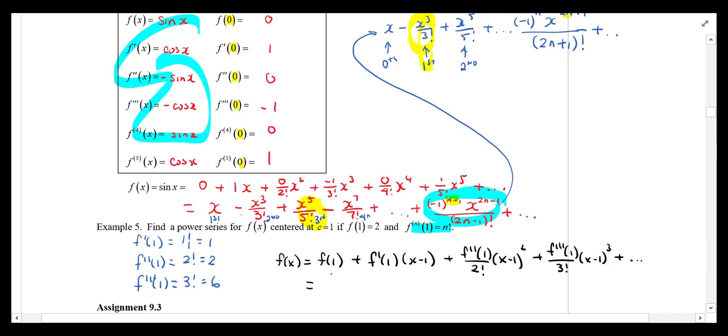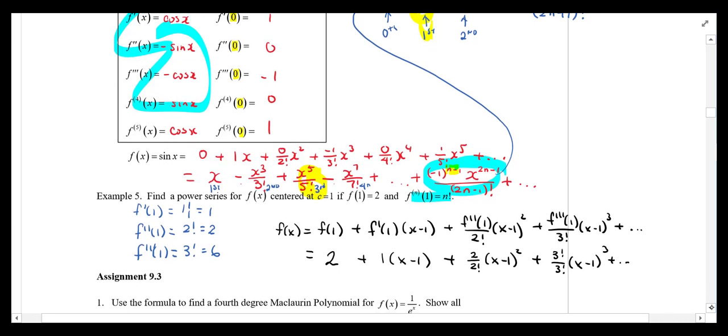Then if I were to evaluate this, f of 1, yes, that's equal to 2. f prime of 1, that's 1 now, so 1 times x minus 1. f double prime of 1, that's 2, so that's 2 over 2 factorial. Okay, good. We can simplify it in a sec. f triple prime, that's 3 factorial, or 6. Oh, so that's really just 3 factorial over 3 factorial. Oh, that's nice. I hope you can see that this is just 2 plus x minus 1 plus x minus 1 squared plus x minus 1 cubed, and so on and so forth.